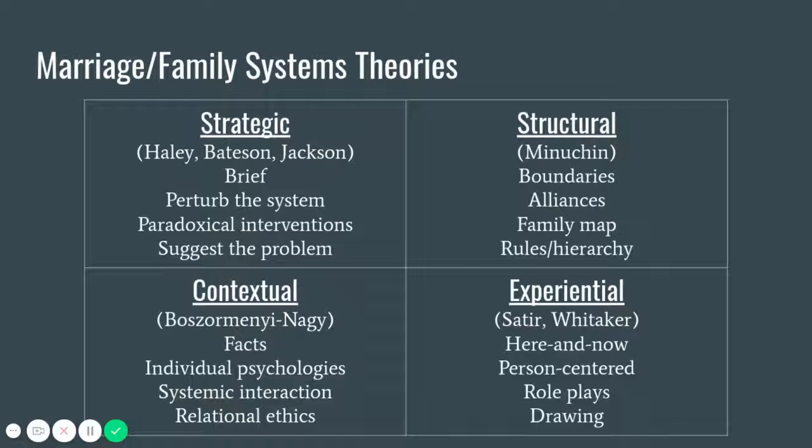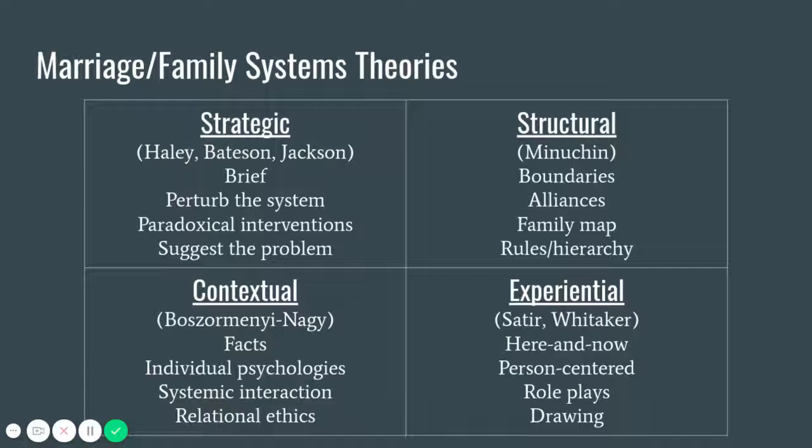In contextual, with Boszormenyi-Nagy, this is really four distinctives, and this is specifically what the theory looks at. You look for the facts, what's going on, what's happening. You look at individual psychologies, like personality and things like that. Systemic interactions, all the different relationships within the system. And then this is the distinctive here, relational ethics. And this can be applied to marriage therapy as well. So those are less about techniques and more about four areas that you're working through.